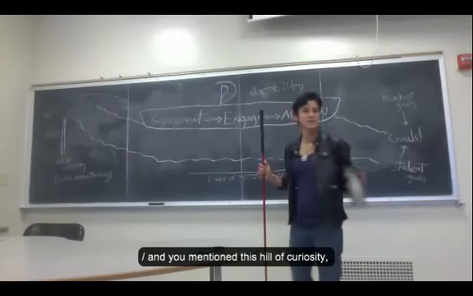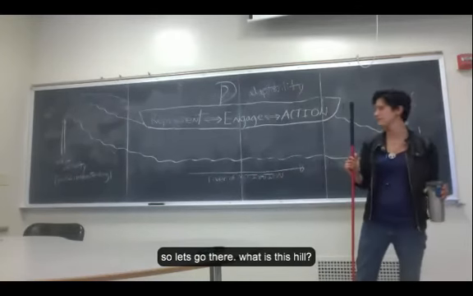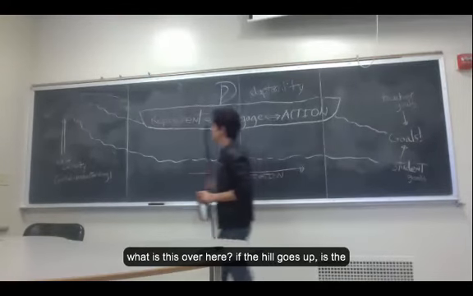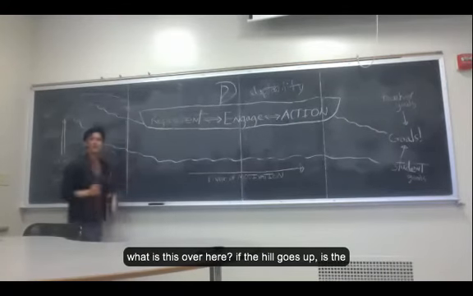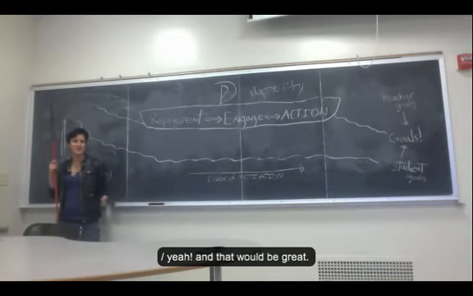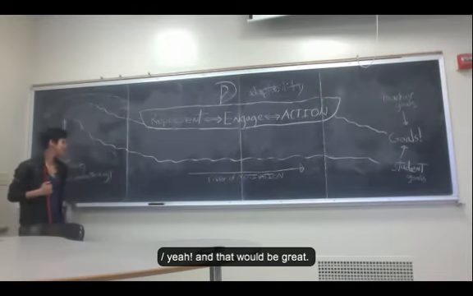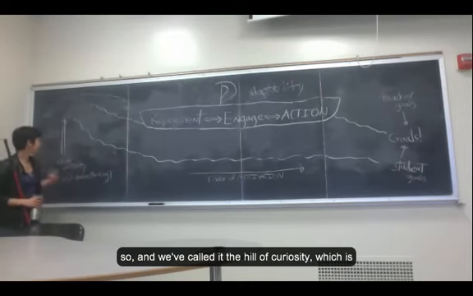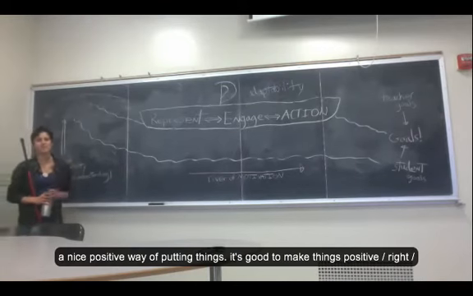And you mentioned this hill of curiosity. So let's go there. What is this hill? What is this over here? If the hill goes up, is the river going to go faster or slower? Faster. Yes. And it'll cut deeper. And that would be great. So we've called it the hill of curiosity, which is a nice positive way of putting things. It's good to make things positive.